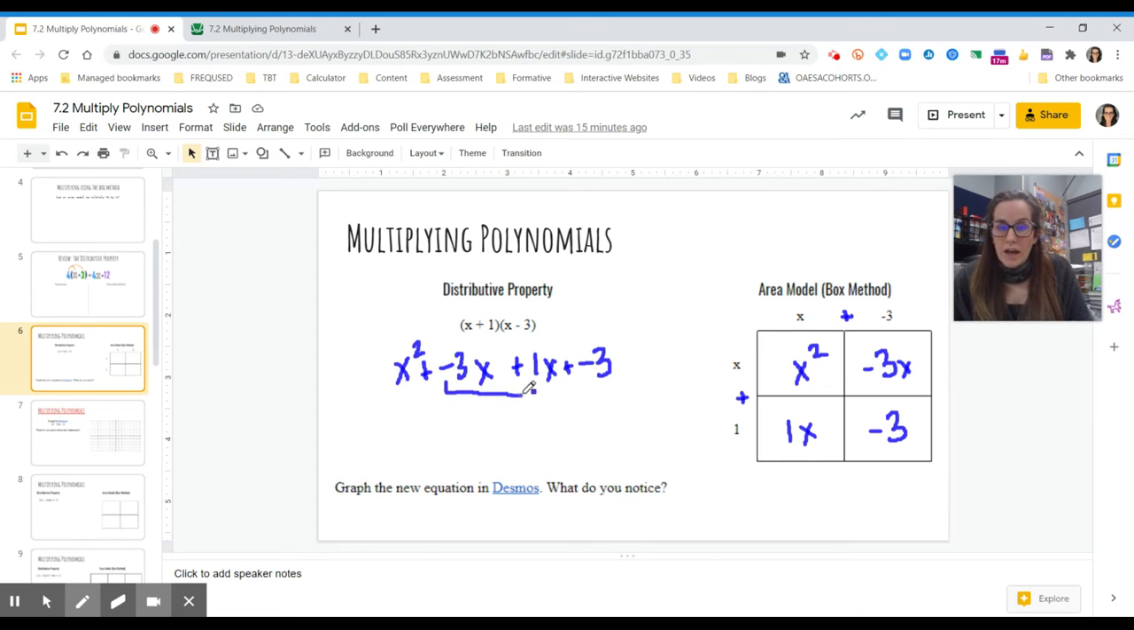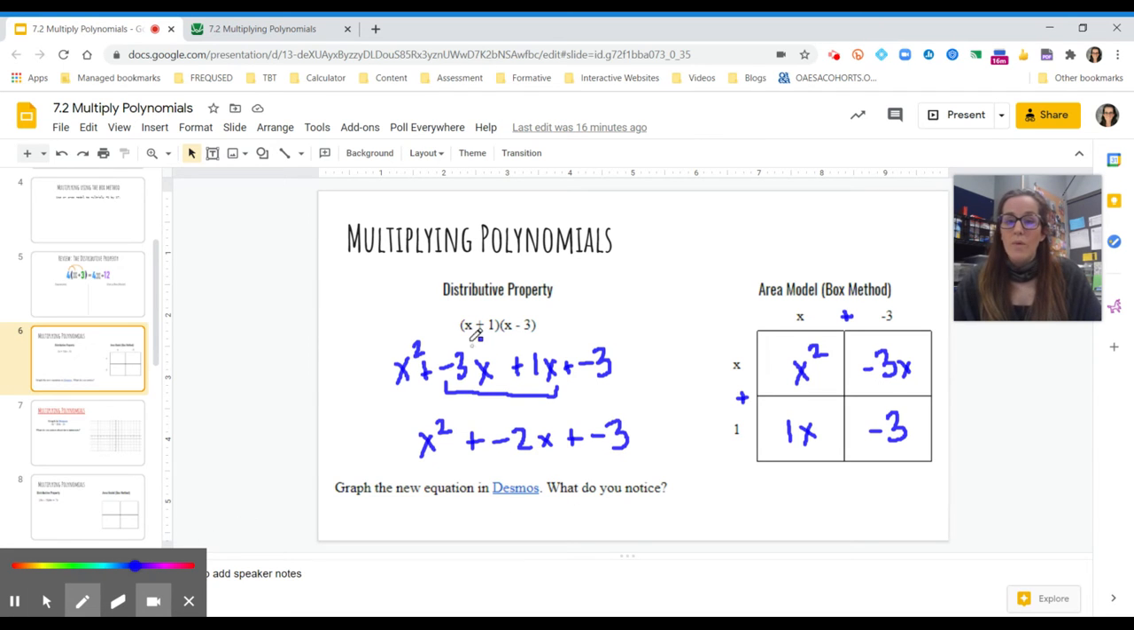I see right here, I have two like terms, so I can go ahead and simplify that. x squared plus negative 2x plus negative 3 would be my final answer for writing this polynomial. And it's really nice how it's already written in standard form, so I don't have to do any more rearranging. Now, that being said, I want to take a look at what this x plus 1 times x minus 3 looks like on Desmos. So let's hang on real quick. Let's take a look.